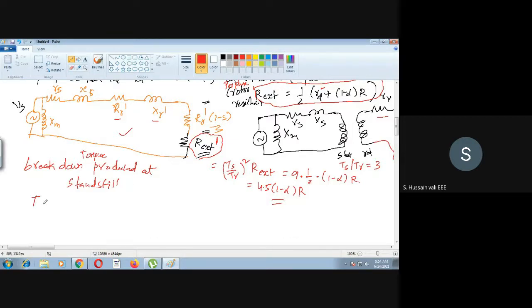So can I say that starting torque is equal to maximum torque? I can say like this. How can I say this? Because breakdown torque is nothing but maximum torque, and it is produced at standstill. Now what is the torque produced at standstill in an induction motor? That's called starting torque. So I can say that starting torque is equal to maximum torque. There is nothing wrong in saying this. Then we will bring the equations for the starting torque and the maximum torque. So this is the meaning of that.